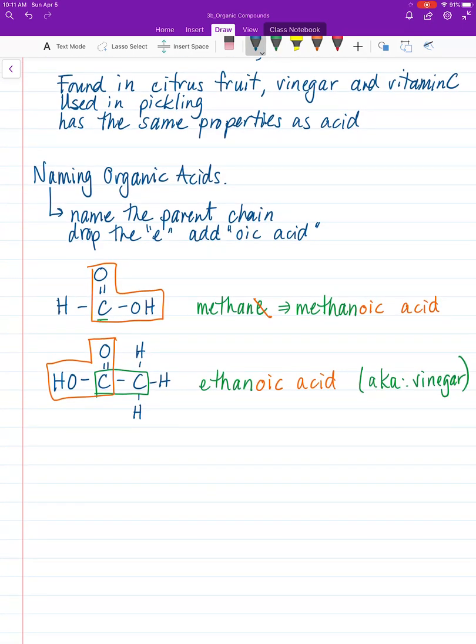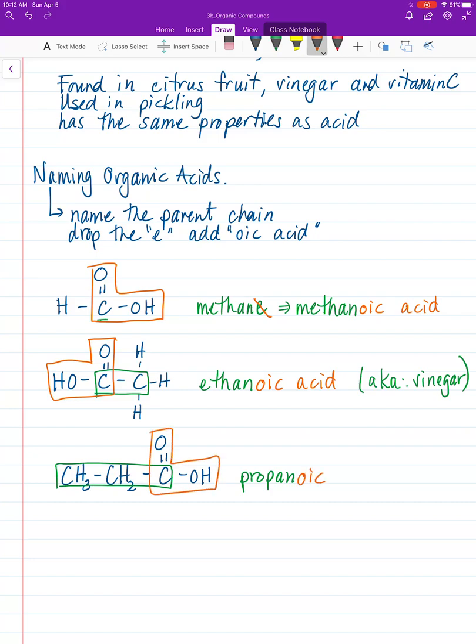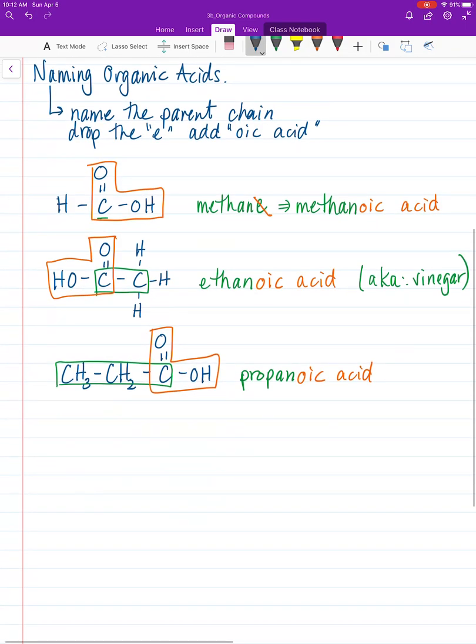And this one we'll write as a condensed formula. So let's do this one. CH3 bonded to CH2 bonded to C, the carbon with the carboxyl group. Okay, so again, let's take a look at our parent chain. So we've got 3 carbons, so that would be prop, and here's the functional group. So now we say oic acid. Propanoic acid.